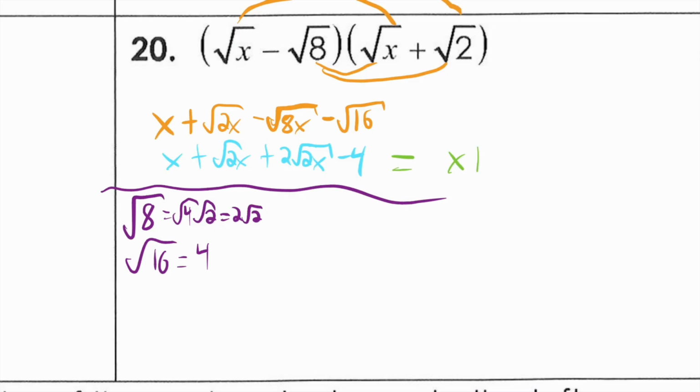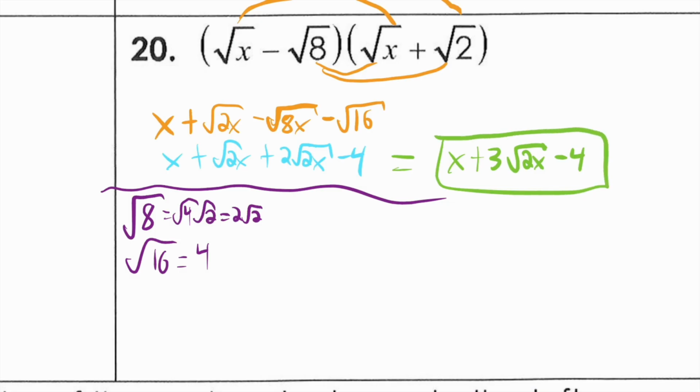So I could just as well write, and many of us probably will, so I'll just write it this way. x plus 3 times square root of 2x minus 4, and just keep it in the same order. And either way would have been perfectly fine.